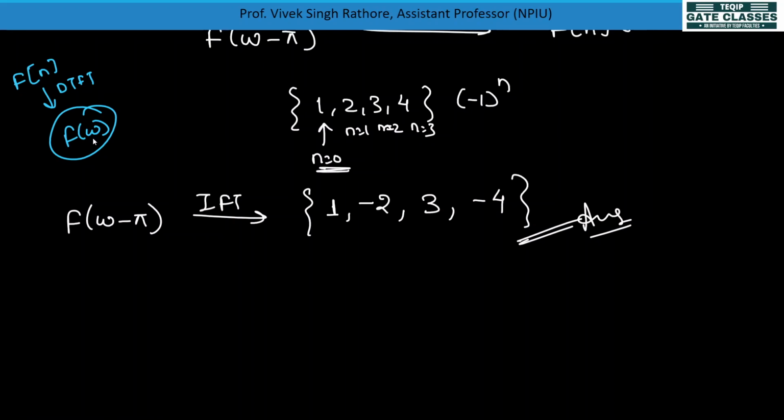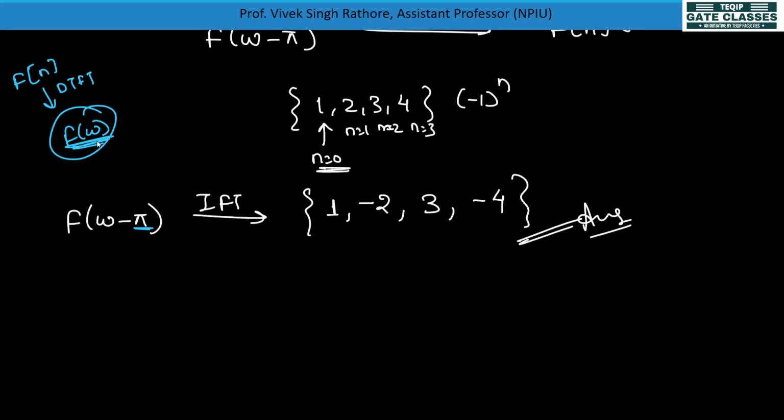So F of omega is nothing but the DTFT. If the DTFT of f of n is shifted, by how much is it shifted? Pi, right? Pi it has been shifted. The total time period is 2 pi. As you know, for any signal when we take the DTFT, F of omega is continuous and periodic with period 2 pi.